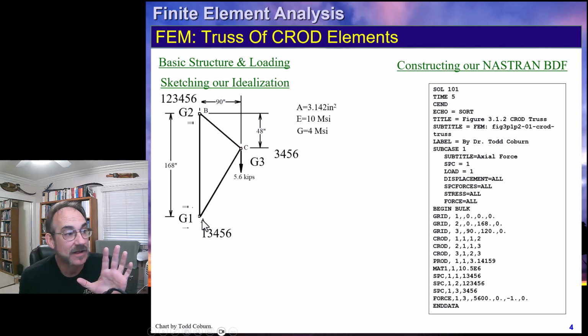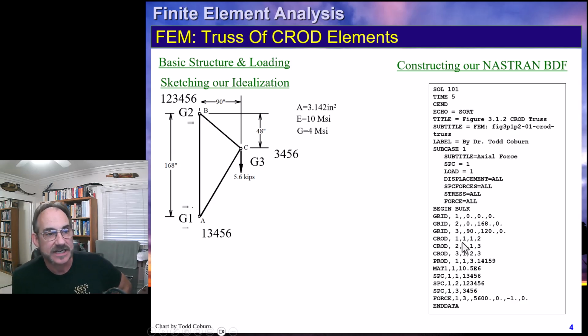We just now have our first point at 0, 0, 0, our second one at 0, 1,68, 0, and our third one at 90, 120, 0. Remembering that the locations need to be real numbers. The IDs need to be integers. Our CRODs, we're going to find 1 going from 1 to 2, 2 going from 1 to 3, and 3 going from 2 to 3.